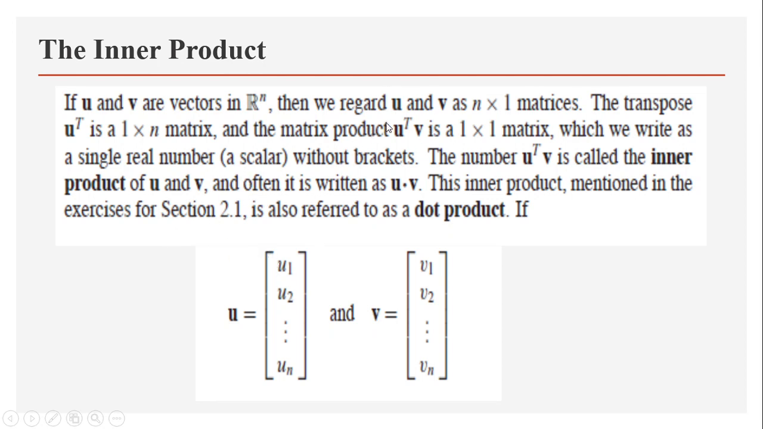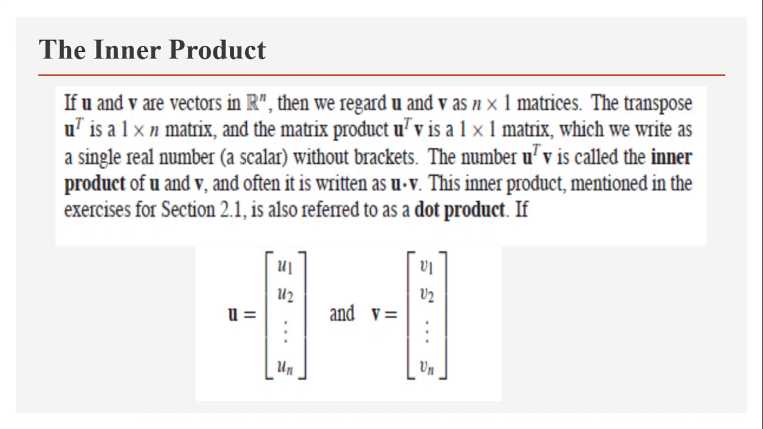Now, inner product. What do you mean by inner product? Inner product is defined for two vectors u and v. If u and v are two vectors in Rn in general, then we regard u and v as n by 1 matrices. That means each will have n rows and one column. While defining vectors, we have discussed these n by 1 matrices.